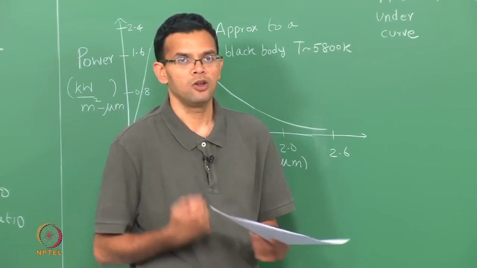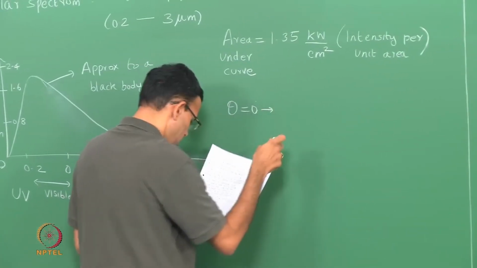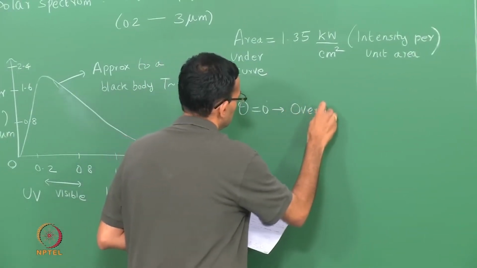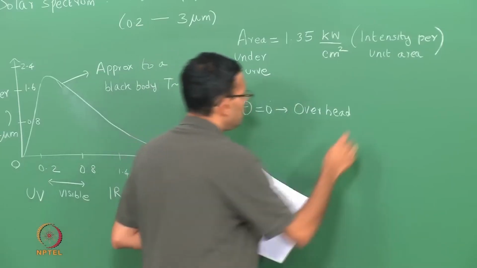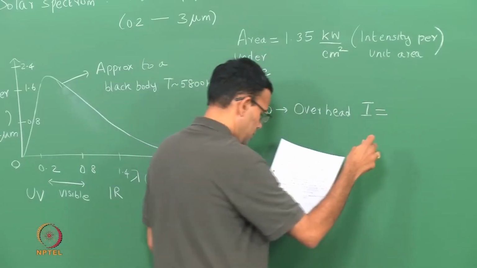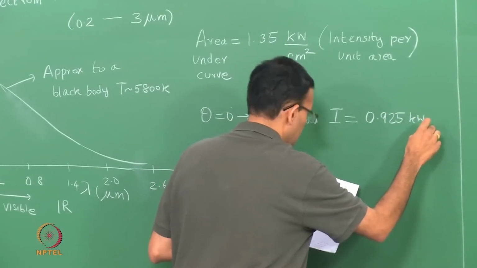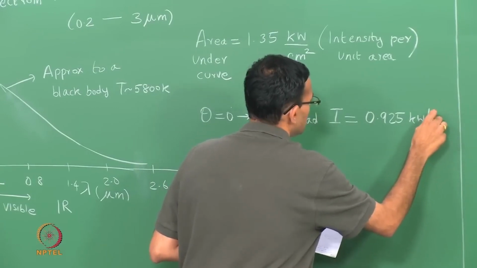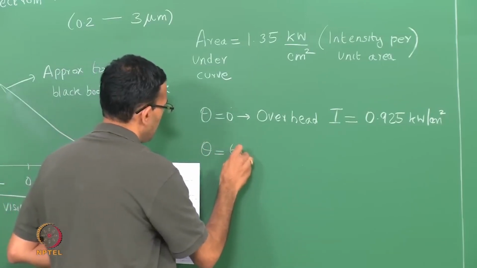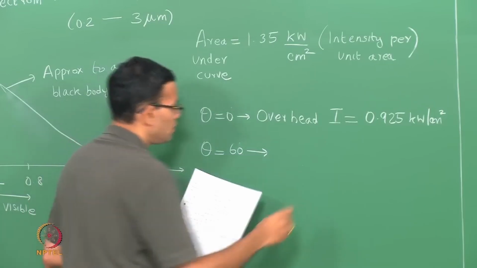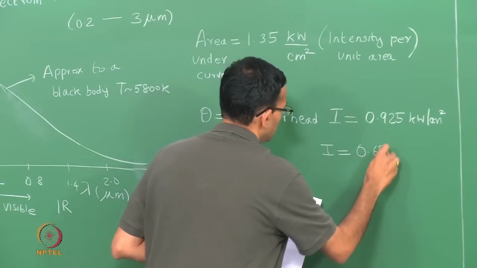For example, if you have solar light directly overhead, when theta is 0, the intensity I is around 0.925 kilowatts per centimeter square, and when theta is 60, there is some scattering and the path length is more, so the intensity I is lower, around 0.691.